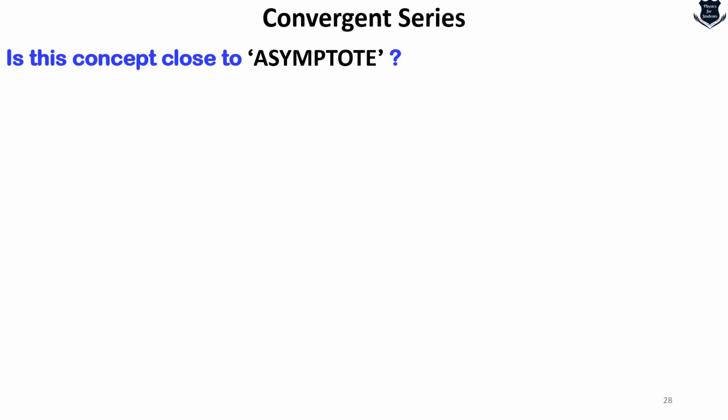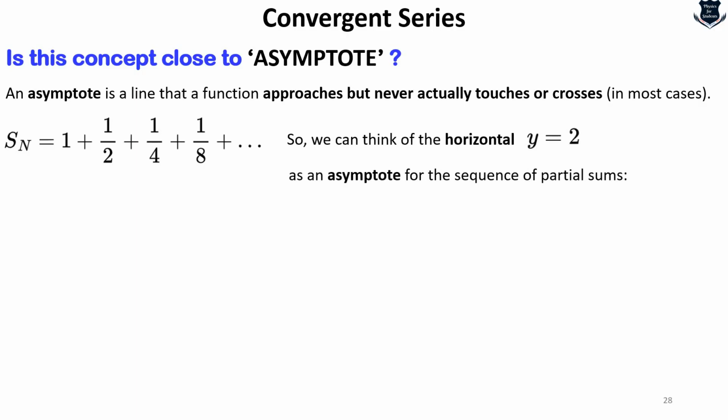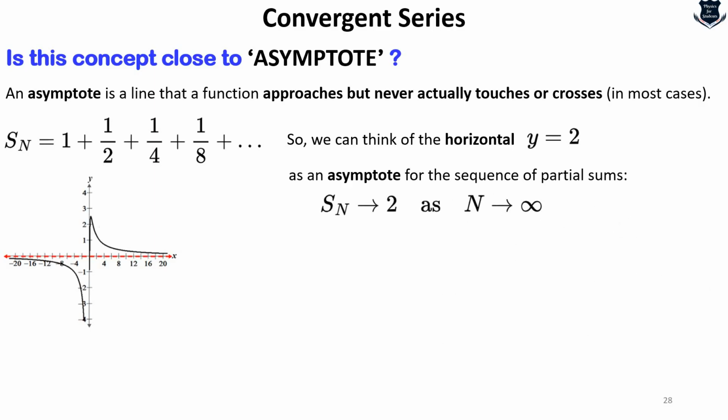Now first let us understand what an asymptote is. An asymptote is a line that a function approaches, but in most cases never actually touches or crosses. So if I take this, we can think of the horizontal line y equals 2 as an asymptote for the sequence, and it will look like this. This is not to scale, I've just taken an arbitrarily simple graph to make you understand. So as an asymptote for the sequence of partial sums, Sn converges to 2 as n goes towards infinity.